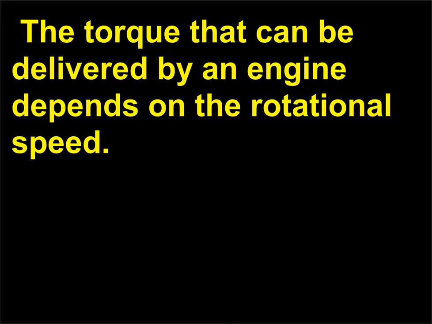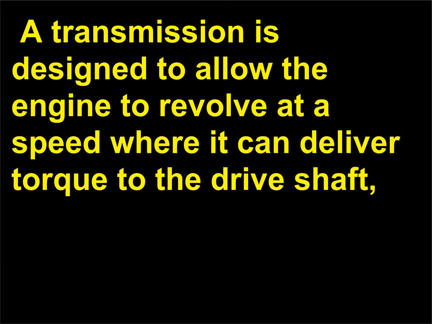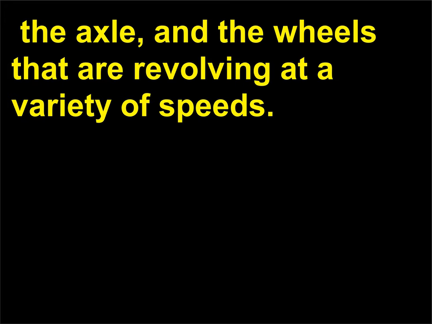The torque that can be delivered by an engine depends on the rotational speed. The torque is maximum at an intermediate speed. A transmission is designed to allow the engine to revolve at a speed where it can deliver torque to the drive shaft, the axle, and the wheels that are revolving at a variety of speeds.